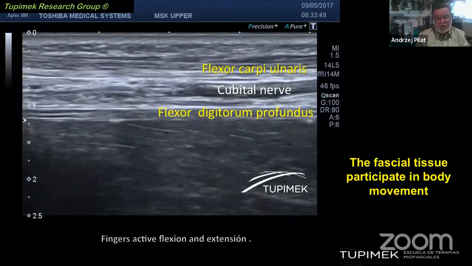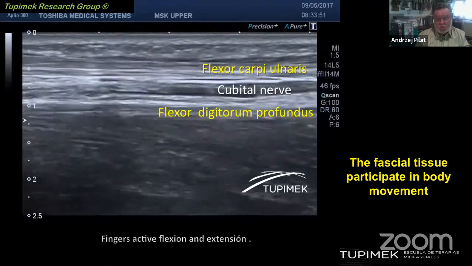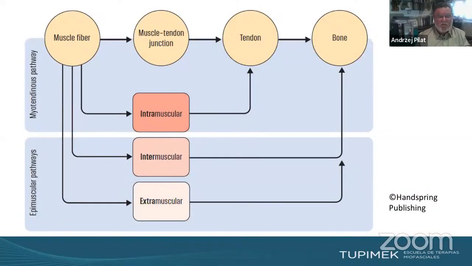We do not have single muscle fibers that fix directly on the bone. We need the fascia, the tendon, the aponeurosis to be able to perform the movement. So this is the general model that we use for understanding the movement: intramuscular transmission, the myotendinous pathway. But we have more pathways. We have intermuscular communication, we have extramuscular communication, and they are called epimuscular pathways. So it's impossible to study movement with only this form of communication, muscle fiber to tendon.